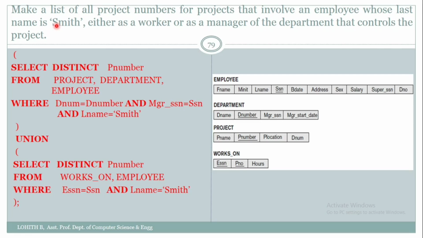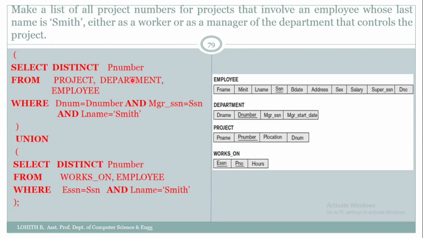For example, they can be John Smith or Peter Smith or Dwayne Smith. There might be n number of Smiths. Out of these employees with last name Smith, some are workers and some are managers. I just want their project numbers, whose last name is Smith, either as a worker or as a manager. So first we need to identify the project numbers where Smith is a manager, and then retrieve those project numbers where Smith is a worker. As you can see, this entire query is divided into two subparts using a union operation.